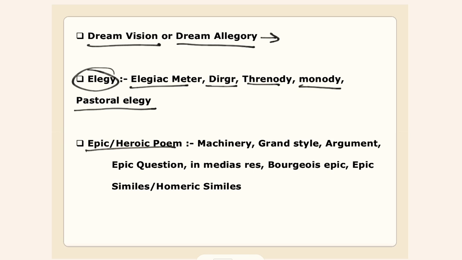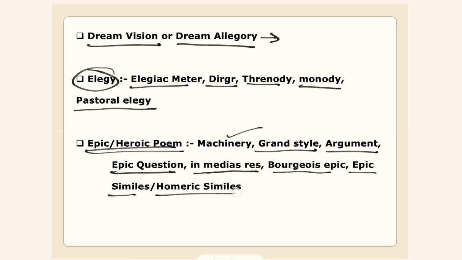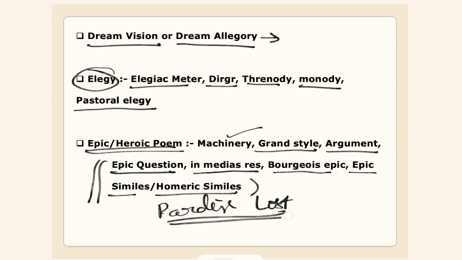Epic, heroic poem. Here the devices used are machinery, grand style, argument, epic question, in medias res, bourgeois epic, epic similes, Homeric similes. All these terms, the epic elements, are features you can find in John Milton's Paradise Lost. All these features you can find in this classic poem or epic.